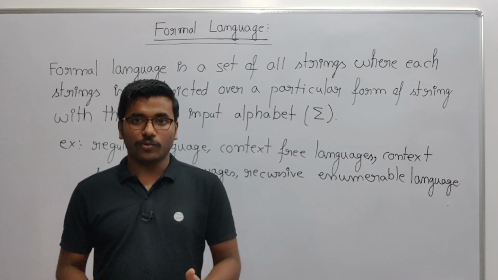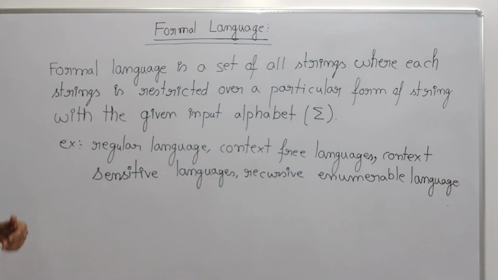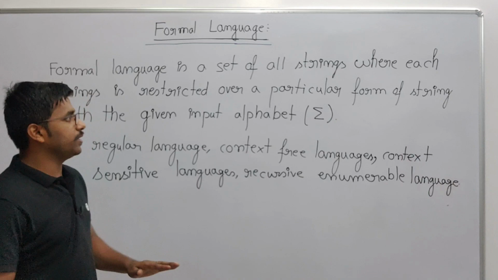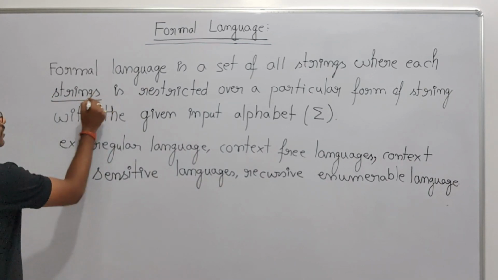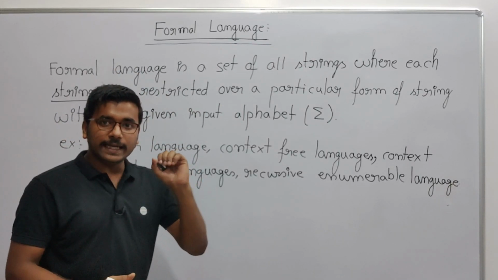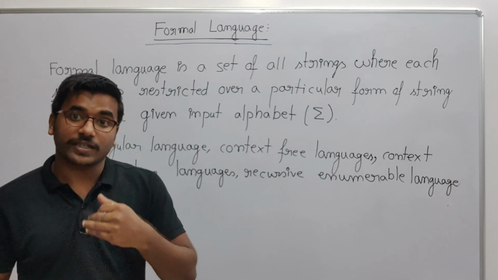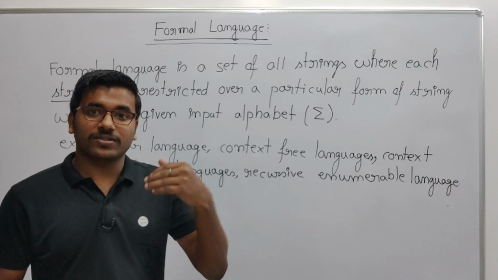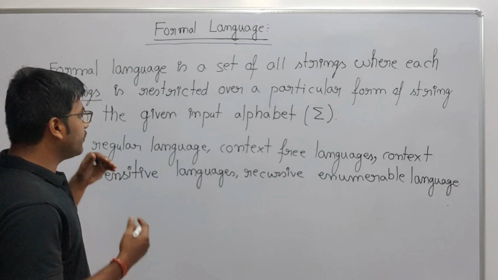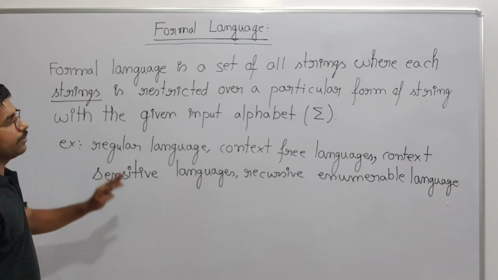Now see, formal language. In your GATE syllabus, we have formal language. So what is a formal language? A formal language is a set of all strings where each string is restricted to a particular form. So in every string there is going to be some restriction, just like in L3 we saw the set of all strings starting with a, in L1 the set of all strings of length 1, and in L2 the set of all strings of length 2. Every string is restricted to a particular form within the given input alphabet.